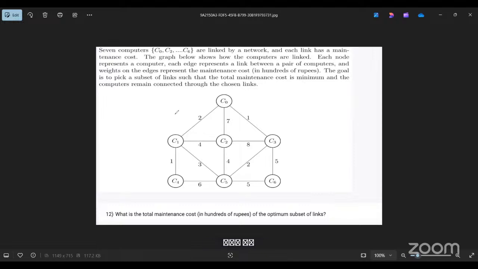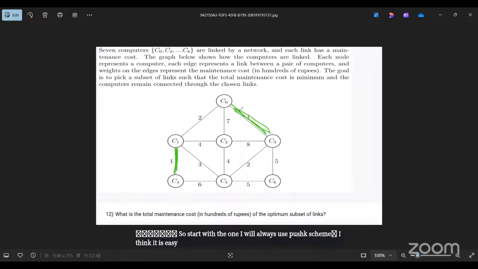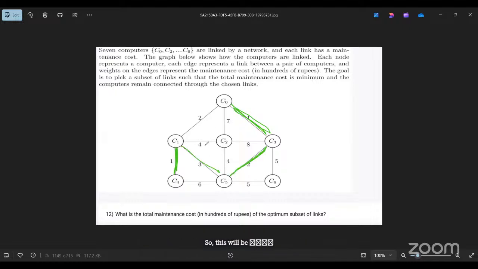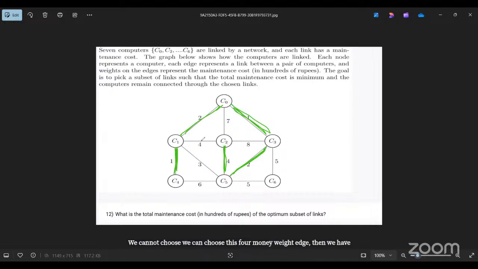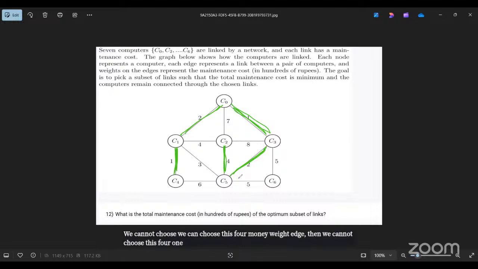So we can do, start with the one. I'll always use Kruskal, I think it's easy. So this will be the one edge, this will be another edge, this will be another edge. Okay, this is not the 3. We have to go to 2 only, na? We can choose 2 weight edge, then we cannot choose 3 weight edge. We can choose this 4 edge, then we cannot choose this 4. I can choose the 5.